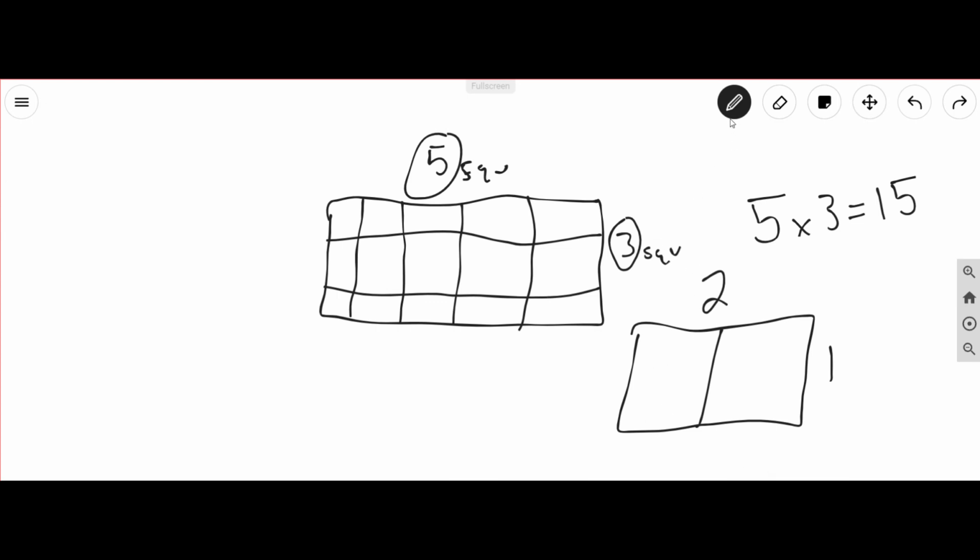The reason we put units here right now, square units, is because I didn't tell you guys what we're measuring this in. This rectangle could be 5 miles long, or it could be 5 inches long. We don't know, so we put square units.